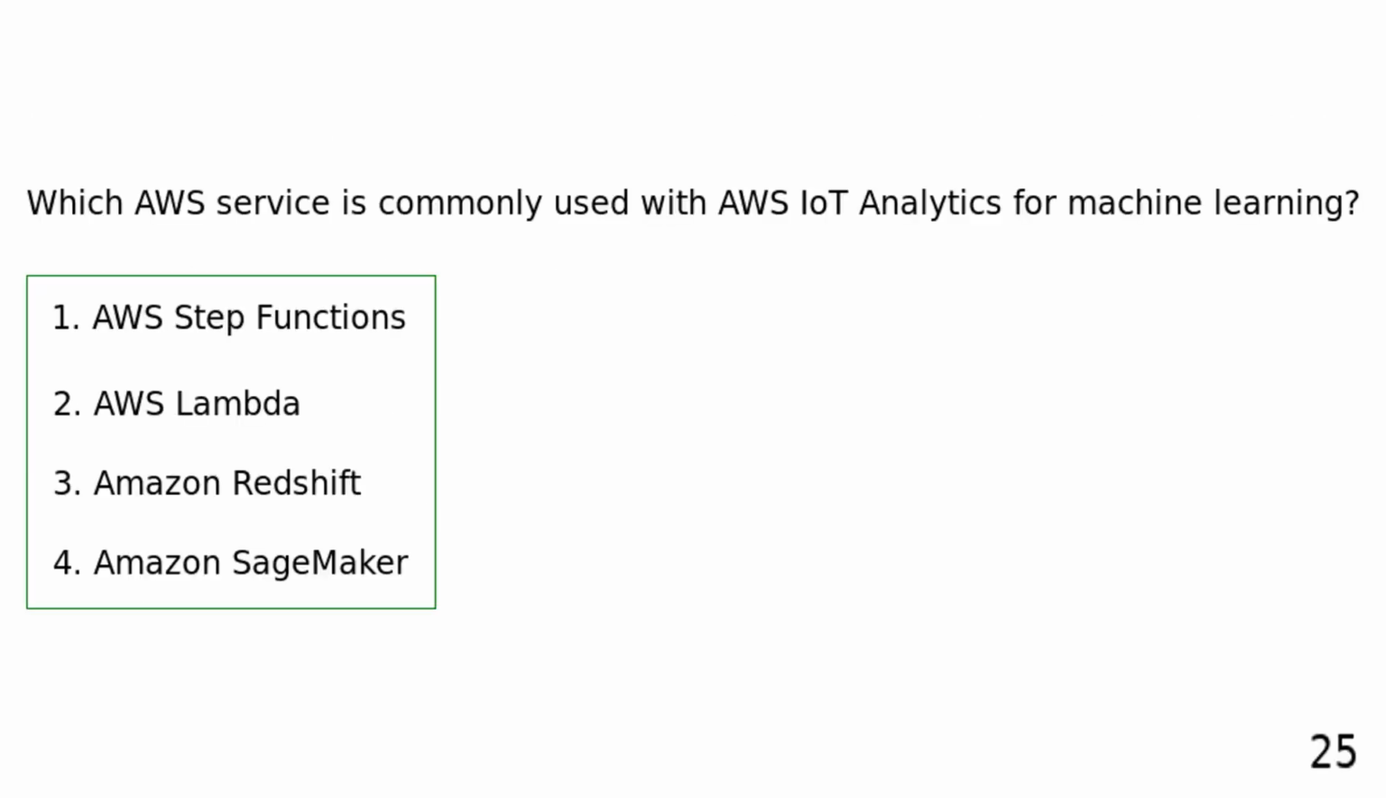Which AWS service is commonly used with AWS IoT Analytics for machine learning? AWS Step Functions. AWS Lambda. Amazon Redshift. Amazon SageMaker.